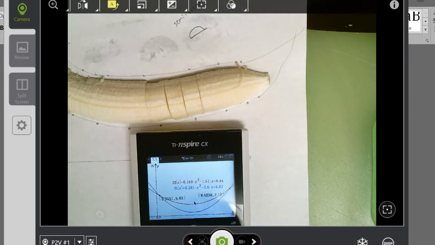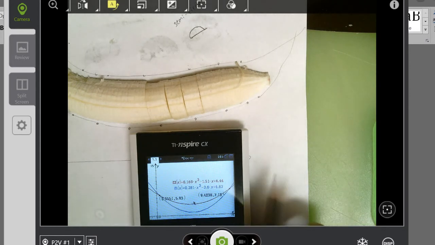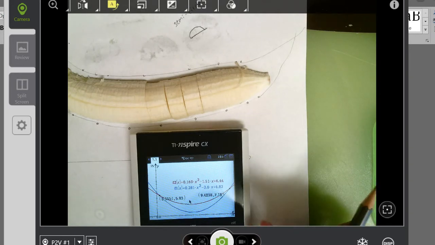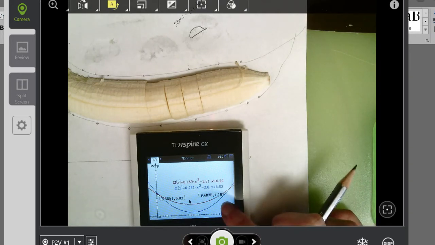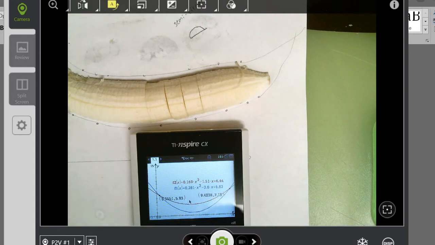So now that I have my intersection points, it's going to make writing my integral a lot easier. What you can do too is you can store these values later on for when we evaluate it in our calculators. I'll show you how to do that in a second once we know what our integral looks like.